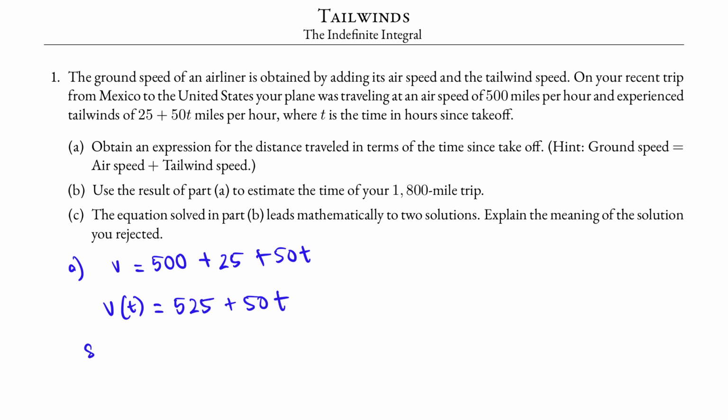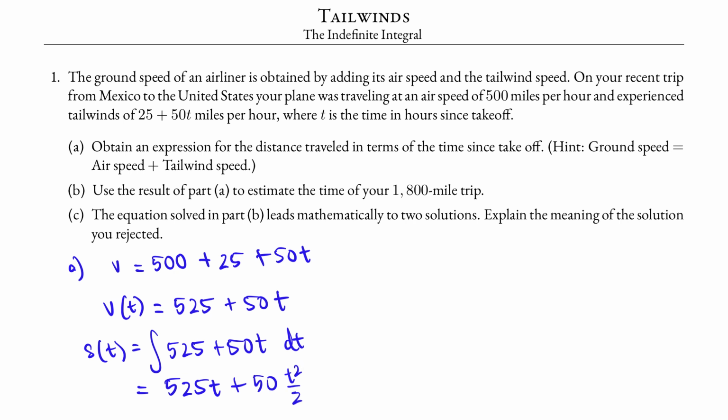To find the position s of t, we would integrate this. The integral of 525 plus 50t with respect to t is 525t plus 50 times t squared over 2, because the antiderivative of t is t squared over 2 using the power rule, plus C. C is the constant of integration in this case, but we can assume that when time is 0, the distance is 0.